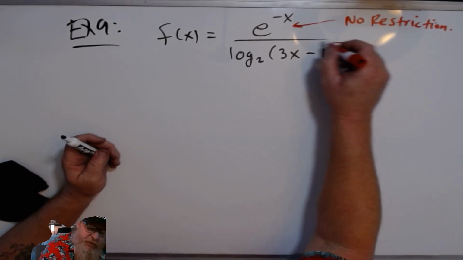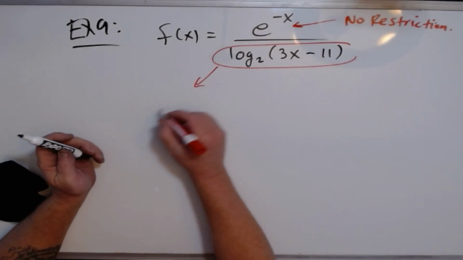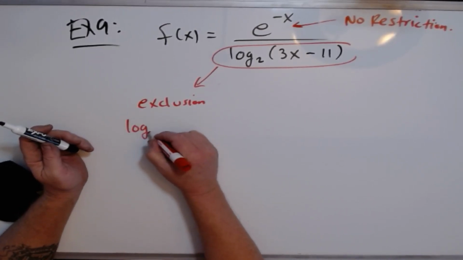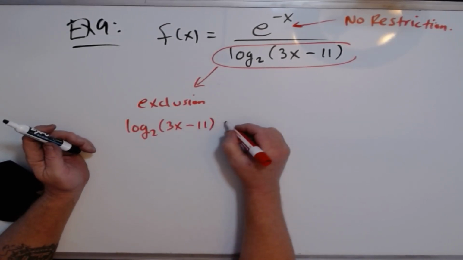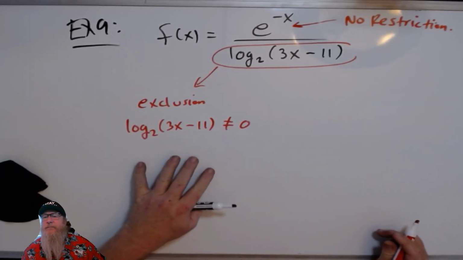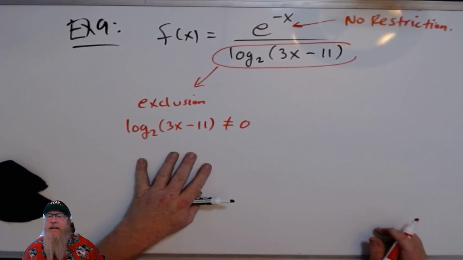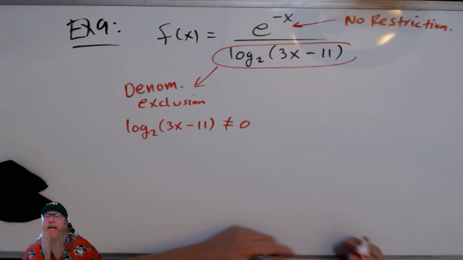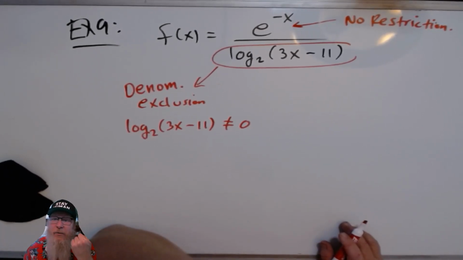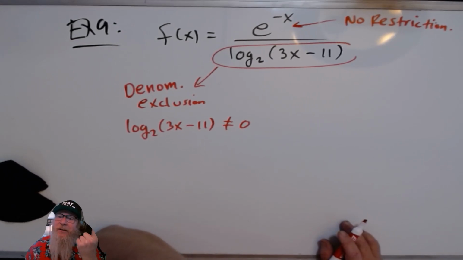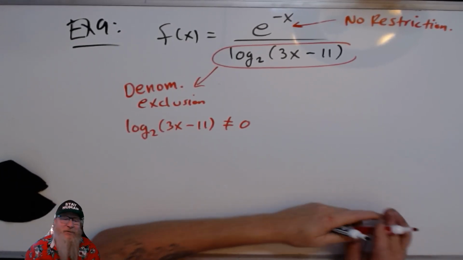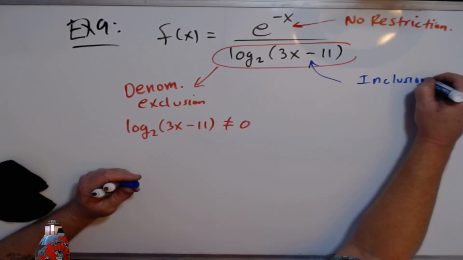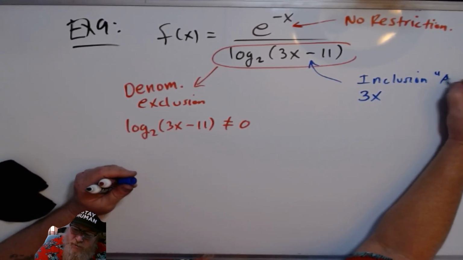Here we actually have 2 things going on. One of them is we have the exclusion, which is that log cannot be equal to 0, right? Because it's in the denominator. Sometimes we call this the denominator exclusion or domain rule number 1. That was the very first rule we learned, that whenever you have a denominator, you have to exclude it. And then you have the inclusion, also known as the argument.